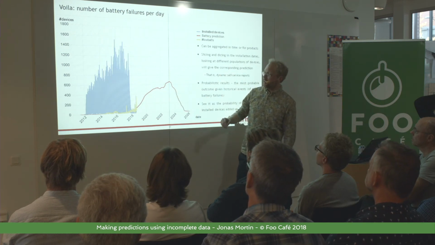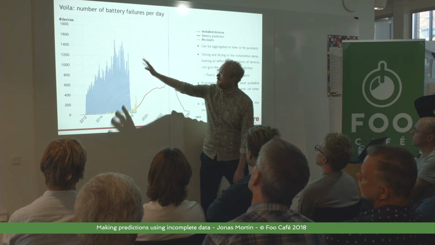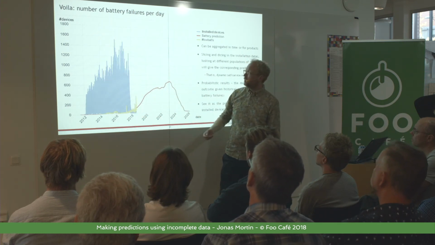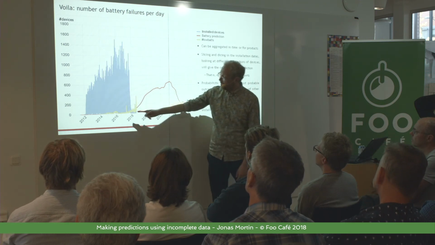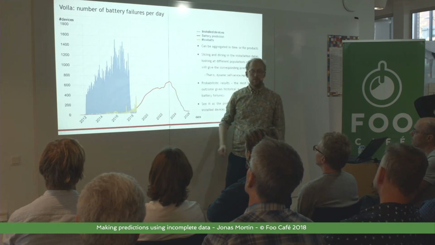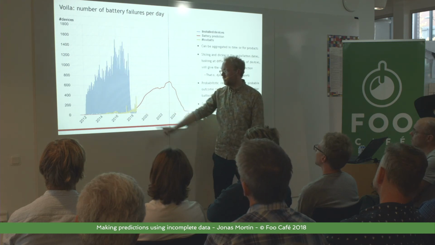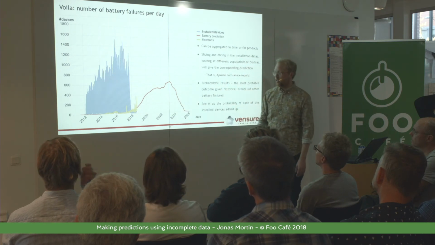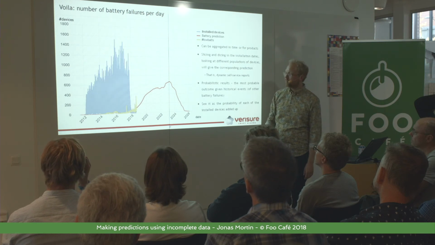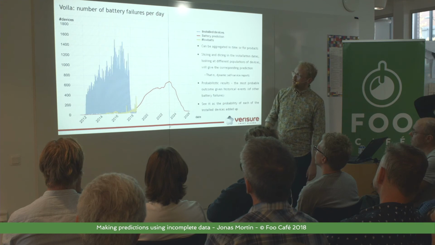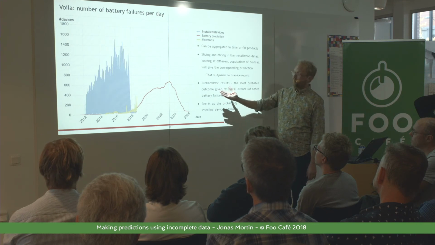So what you see here is the plot in calendar time. This is number of devices per day. And the blue is how many we installed. And the red one is the prediction. And the green one is the actual outcome. And you see that it ends mid 2018 because that's where we are now. So this is what you get out, basically.